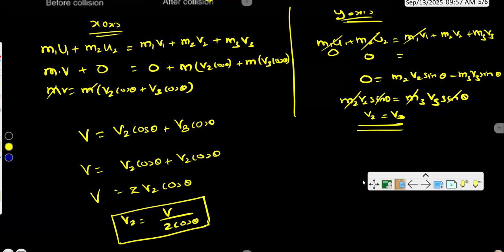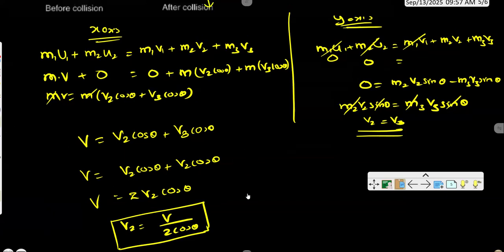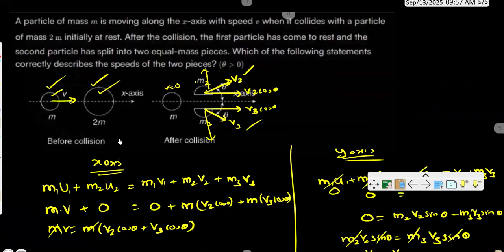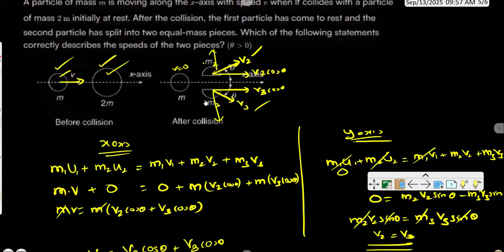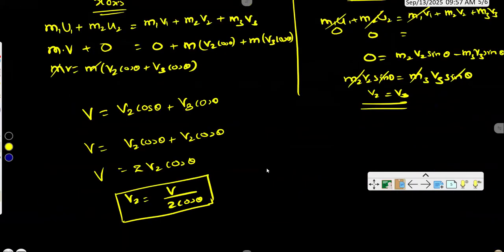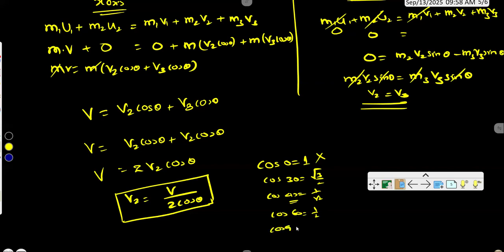Now, after getting this information, note that theta is always greater than 0. That means cos theta will always be less than 1. Like cos 0 is 1, so it is not cos 0 because theta should be greater than 0. Cos 30 is root 3 by 2. Cos 45 is 1 by root 2. Cos 60 is 1 by 2. And cos 90 is 0. So you can see all these values are less than 1.